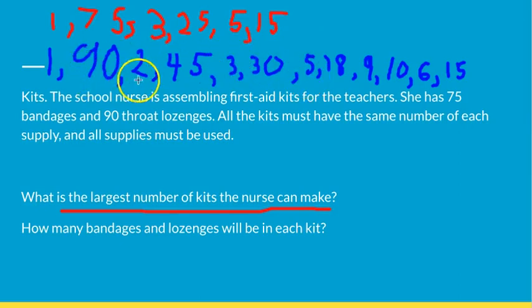So let's see. Oh, hey. Looks like 15 is the greatest common factor of both of them. So we can make 15 kits. That's going to be 5 bandages and 6 lozenges for each one. That makes sense that it would be that way, because 5 times 15 is 75. One more 15 would make 90. So yeah, there we go.